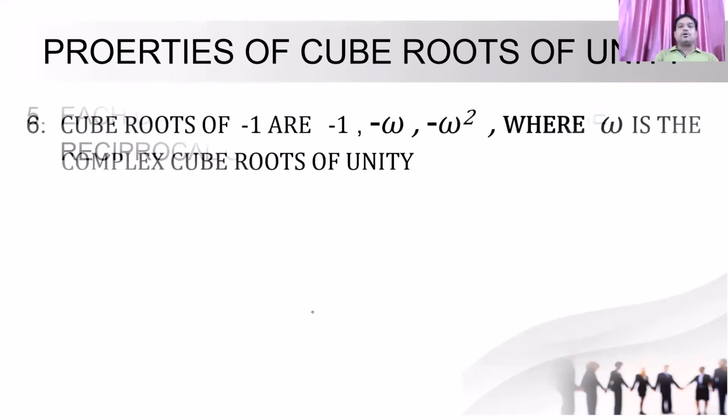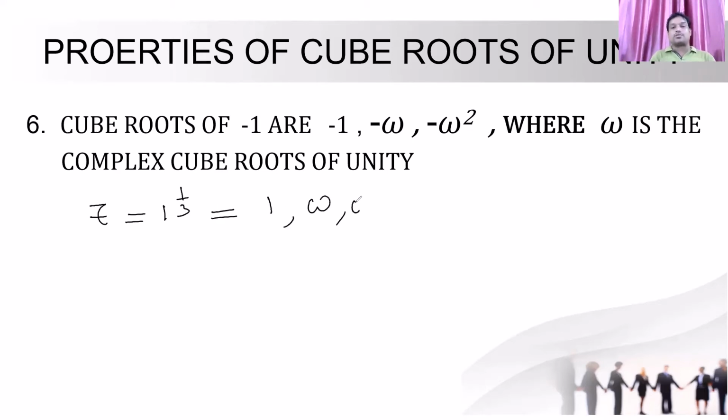So now come to property number 6. Property number 6 says that the cube roots of minus 1 are minus 1, minus omega and minus omega square, where omega is the complex cube root of unity. So we know z equal to 1 to the power 1 by 3. That means 1, omega, omega square. Already we have put this on the first page. So now see, z equal to this one. Now we want to prove z equal to minus 1 to the power 1 by 3.